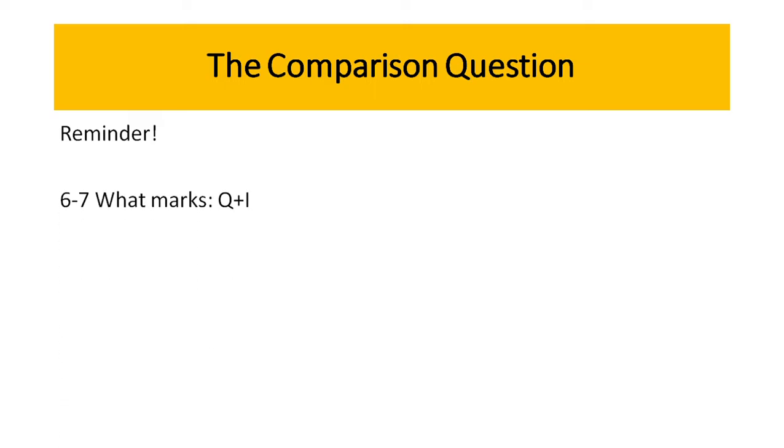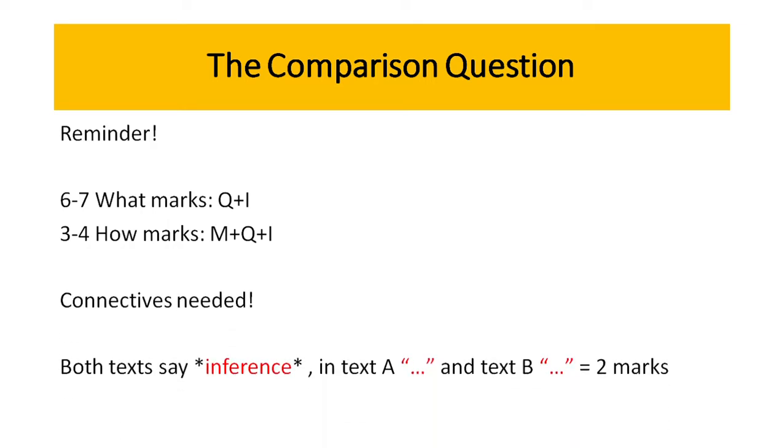So just reminders, you're looking for 6 to 7 what marks, which is your quotation plus inference. And you're looking for your 3 to 4 how marks, which is your method, quotation, inference. Okay, you need your connectives, and you can get 2 marks if you say both texts say, inference, and you have a quotation from each one. Can I just stress that you do need quotations in this question? Questions 1, 3, and 5 are the only ones where you don't need quotations.